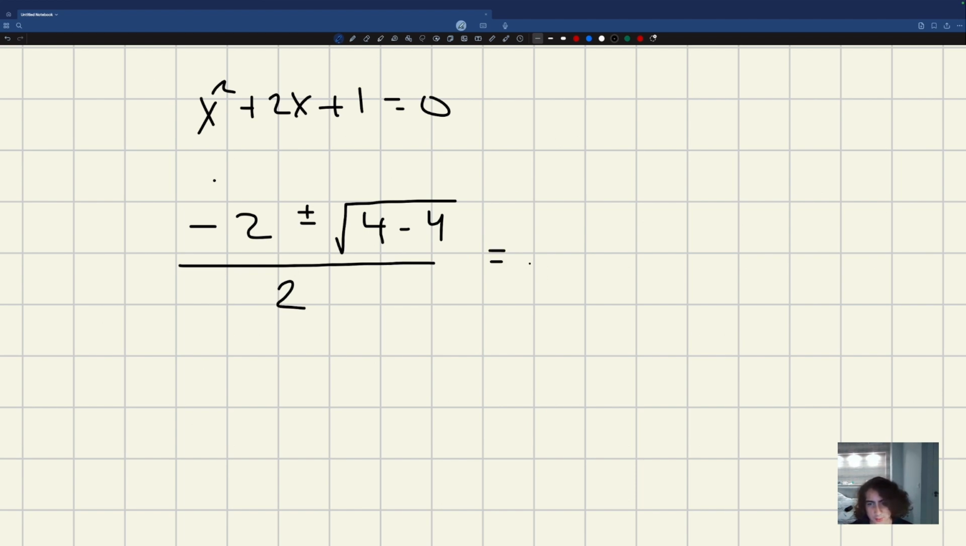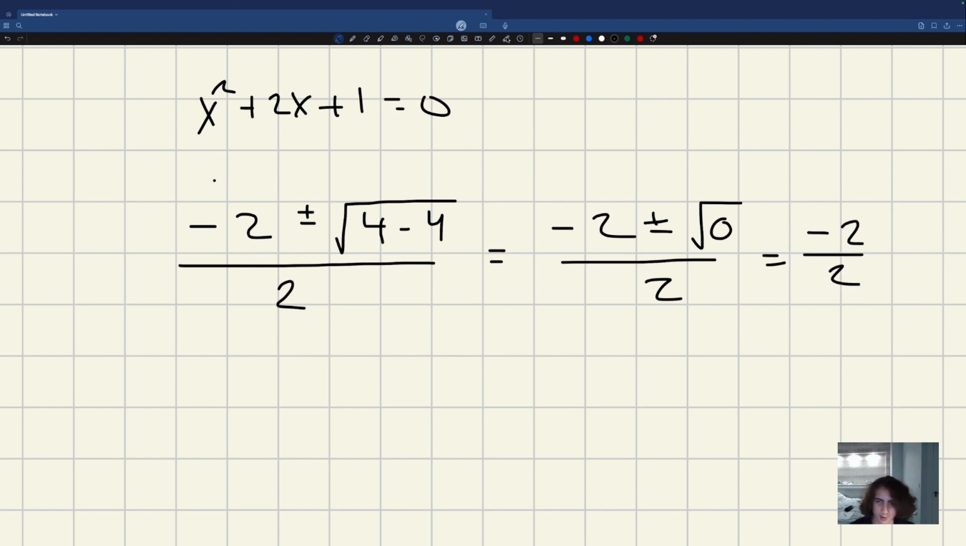Now this all just simplifies to negative 2 plus or minus the square root of 0, over 2. I hope all of us know that the square root of 0 is 0, so this equals negative 2 over 2. Why negative 2, and why is there no plus or minus? Because it doesn't really matter if we add or subtract 0. This equals negative 1. So the answer is, actually I forgot to put an x equals, which is critical. So the answer is x equals negative 1. Nice. So this is the quadratic formula. There really isn't any more to it. It's just substituting different values into the formula.